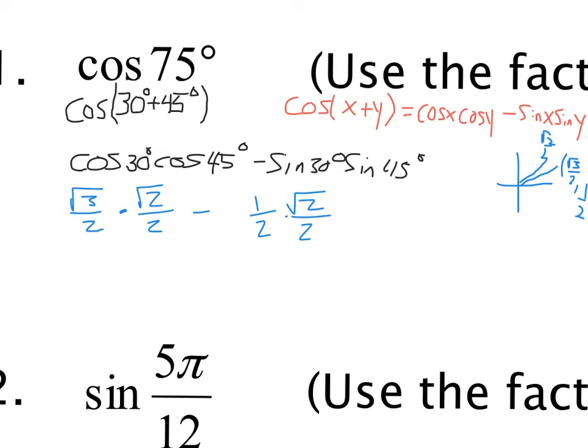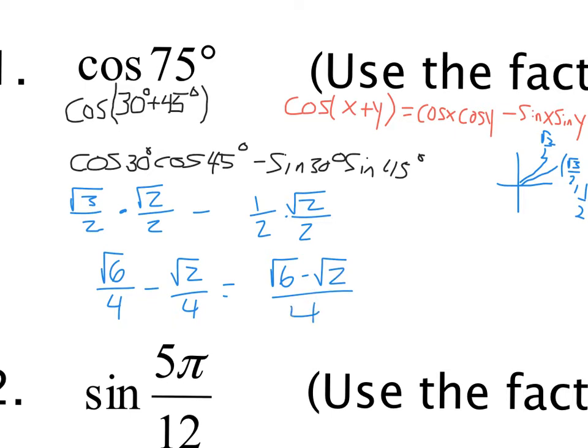Now we can clean this up. Square root of 3 times square root of 2 is square root of 6 over 4, minus square root of 2 over 4. They have a common denominator, so this is going to be square root of 6 minus square root of 2 over 4. Now that's the exact value. If I plug that into the calculator and also plug in cosine of 75 degrees, I should get a decimal answer that matches.